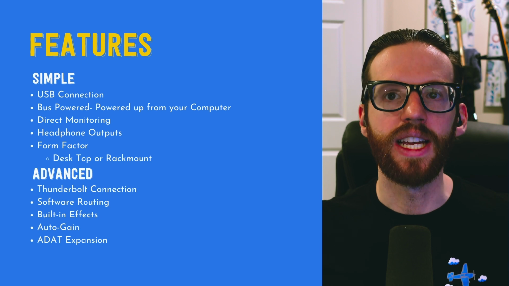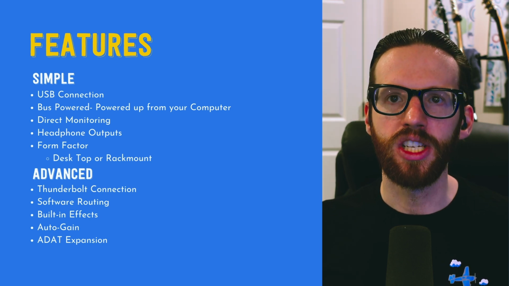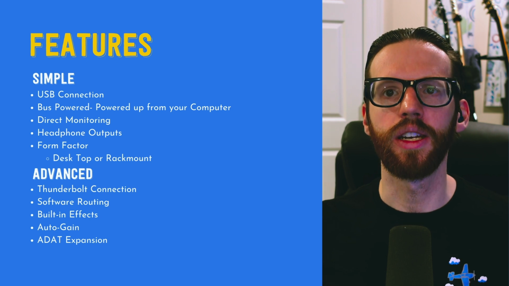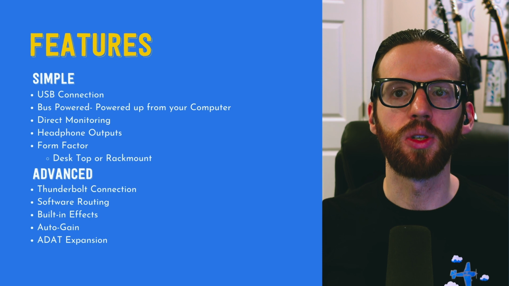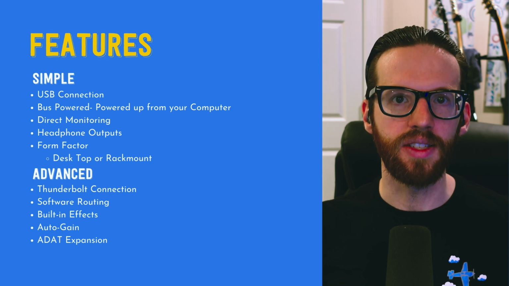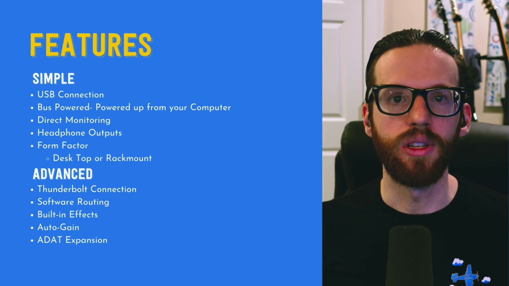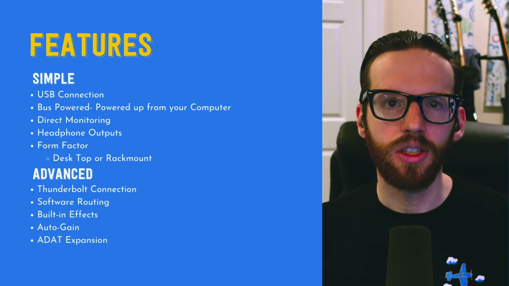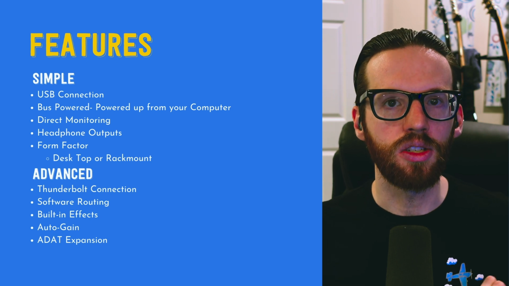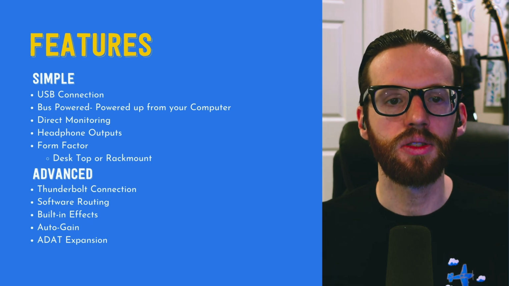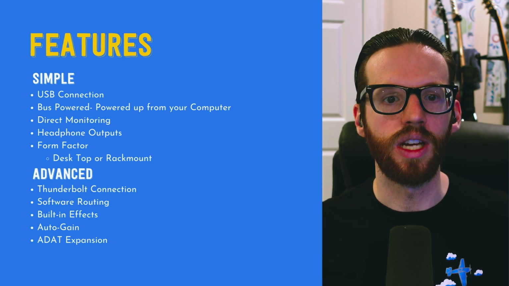So moving on to advanced features, one of the first features that you'll come across is a different type of connection, a Thunderbolt connection versus a USB connection. When compared to USB, Thunderbolt improves latency, and you'll typically see it a lot more on more premium audio interfaces. Additionally, some audio interfaces will have built-in software routing, so you can change the inputs and outputs and where they need to go on the interface itself rather than just through your DAW.